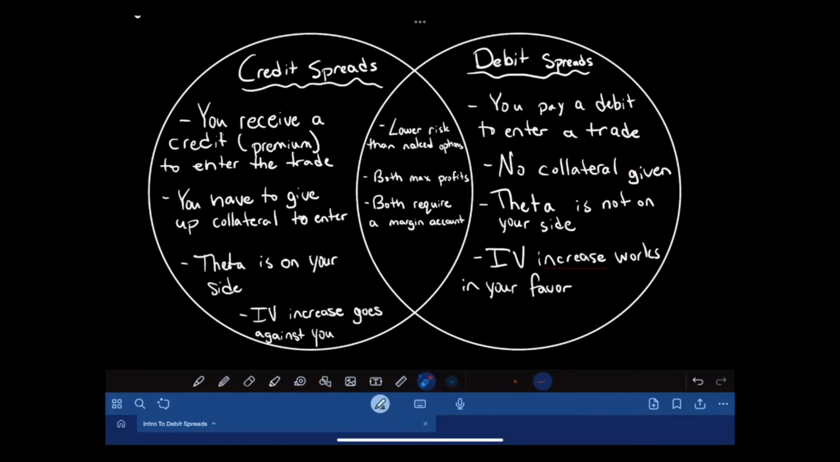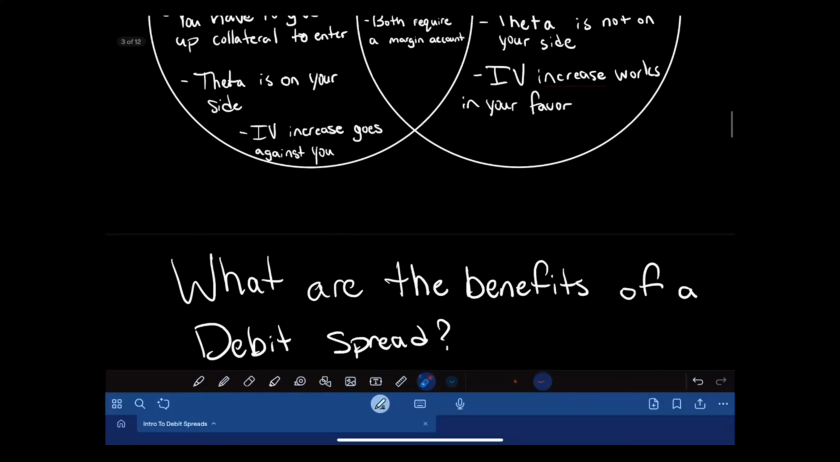Now, what's the similarity between the both of them? Lower risk than naked options, right? Especially more for debit spreads because you're risking less capital. And both have max profits, so the profits are capped, and both require a margin account. Neither of these strategies can you do without a margin account. You cannot trade it with a cash account.